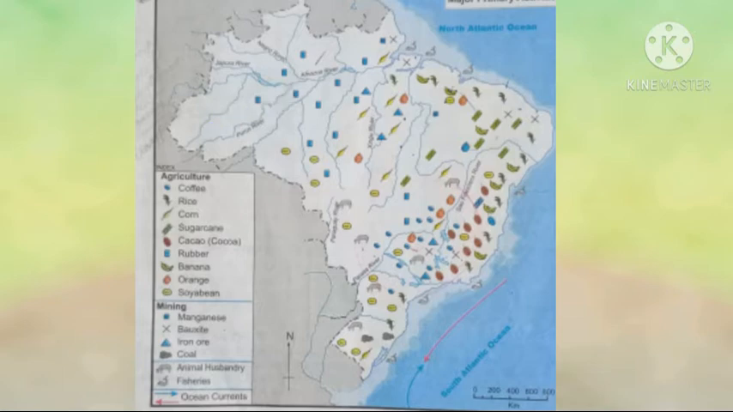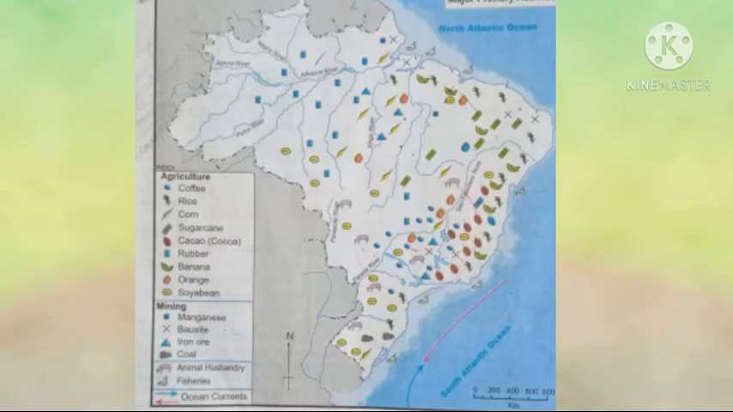If you are observing the central part, we can see the production of corn and soybean also. Soybean is produced in the eastern part and southern part also, so soybean is produced in many parts of this country. And we can see in this part the production of rice, banana and orange. These fruits are also there in the northeast and the eastern part of the country.